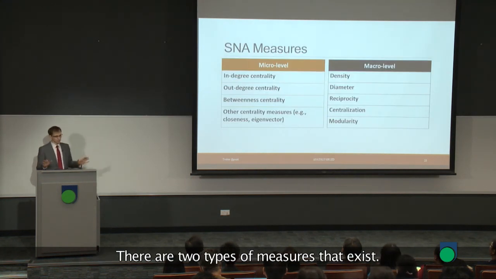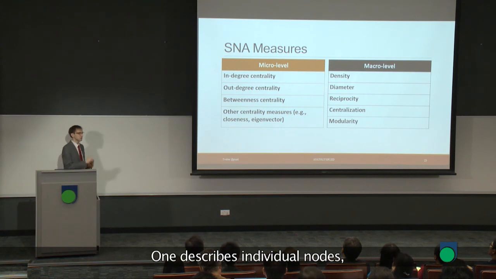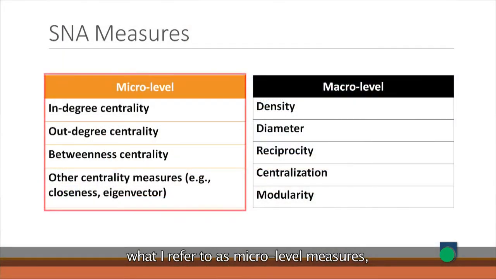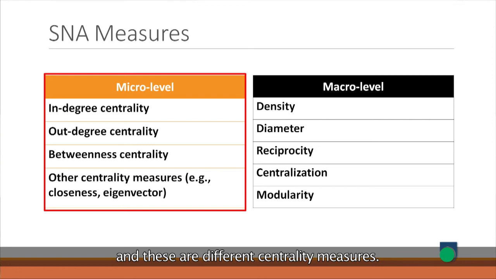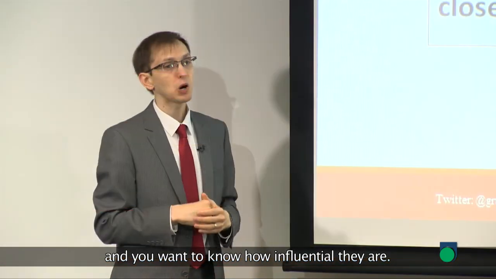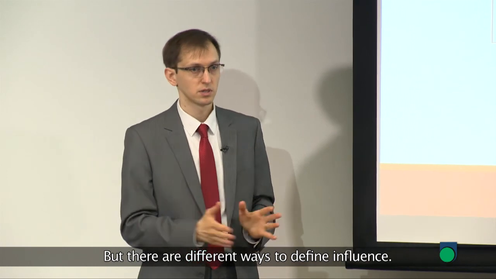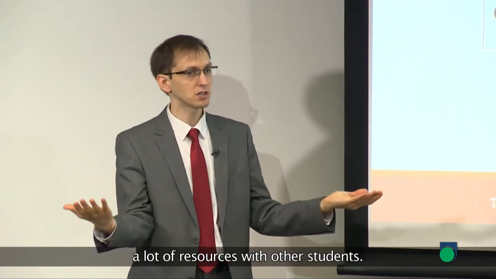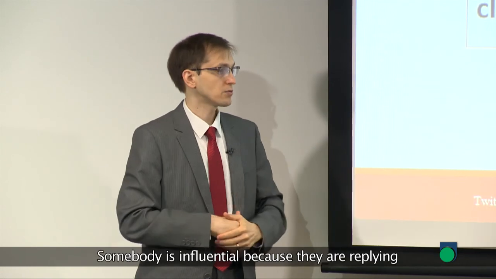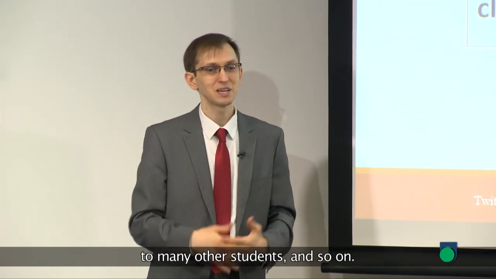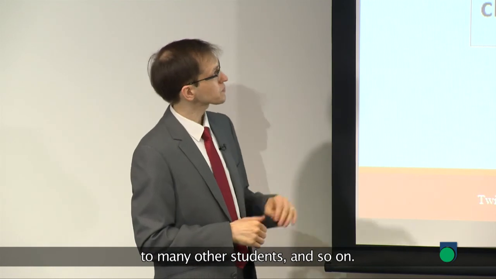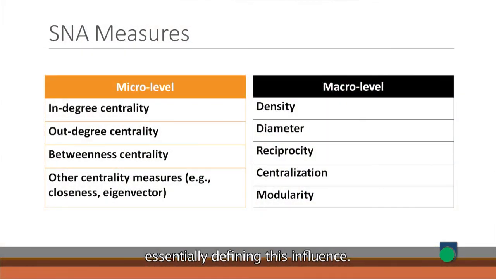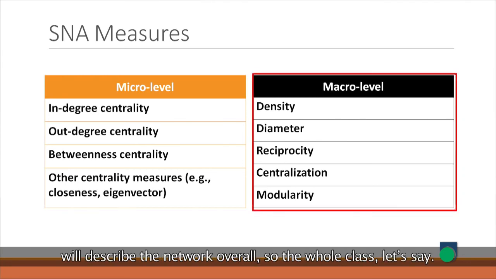And there are two types of measures that exist. So one that describes individual nodes. So what I refer to as micro-level measures. And these are different centrality measures. So you have individual dots in the network, and you want to know how influential they are. But there are different ways to define influence. Somebody is influential because they share a lot of resources with other students. Somebody is influential because they reply to many other students, and so on. So there are different mathematical formulas essentially defining this influence. The other side, macro level, will describe the network overall.